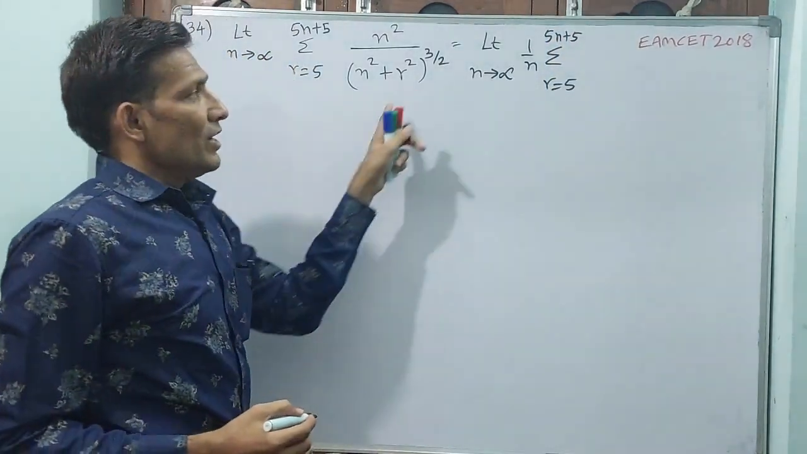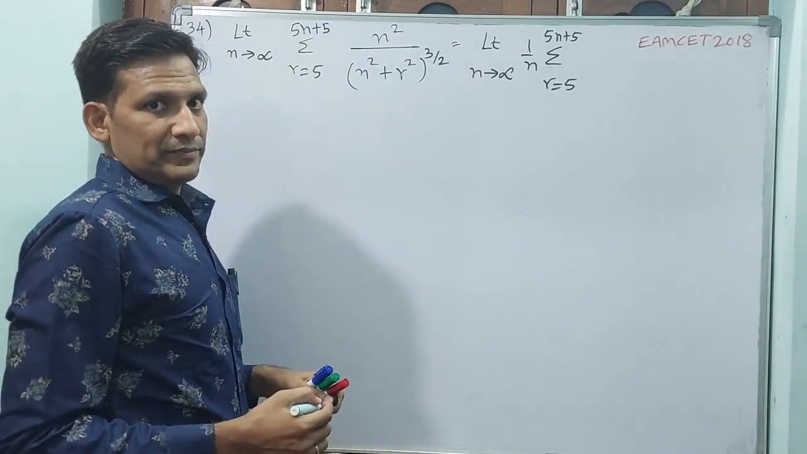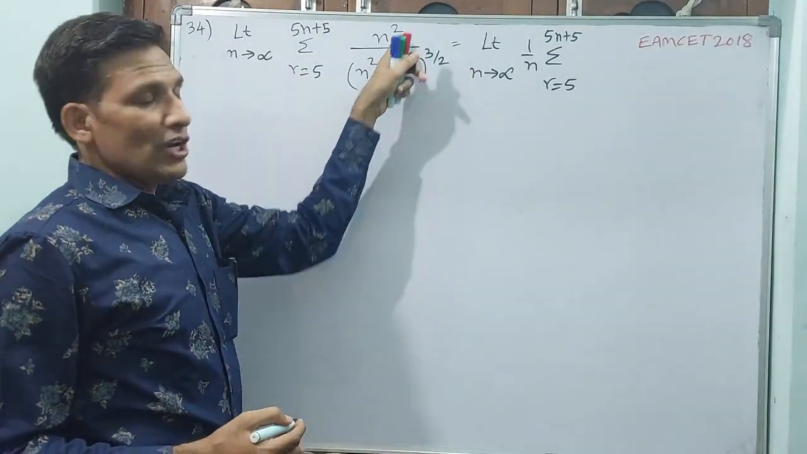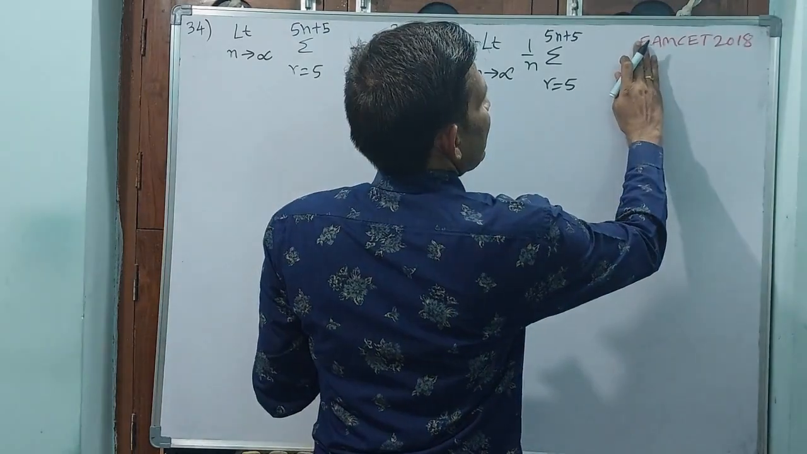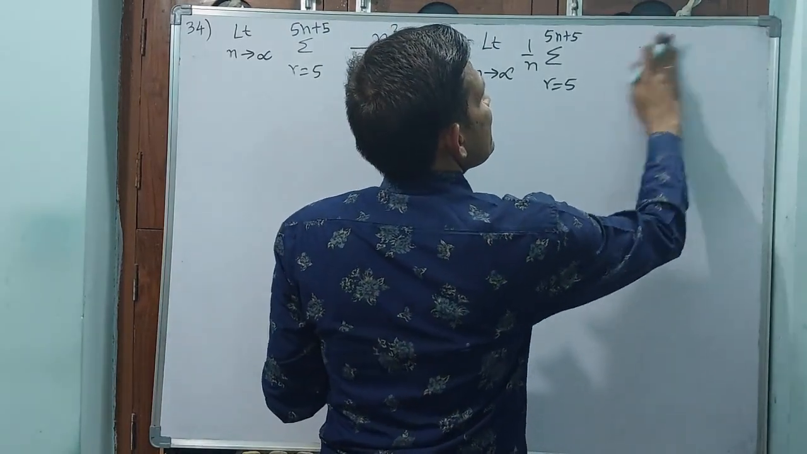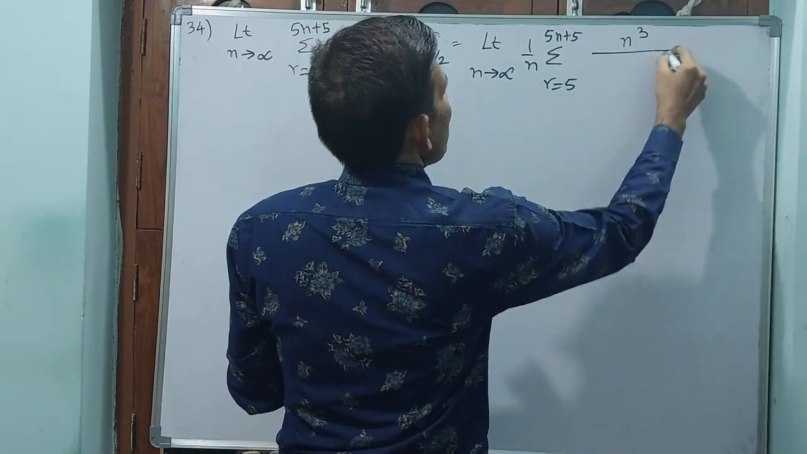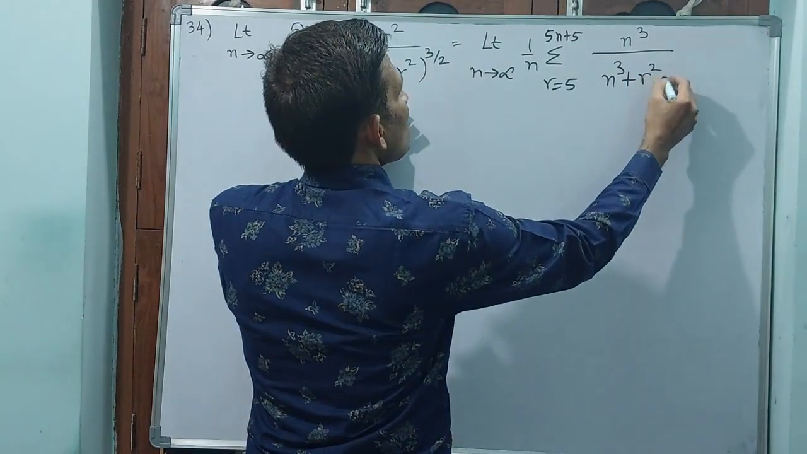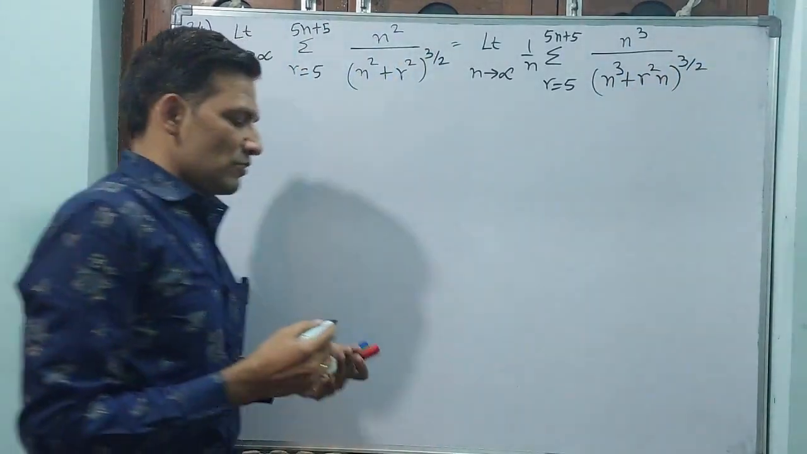Since you have taken n common, automatically here n cube should be there. Why? Because if you send 1 by n inside, n cube divided by n square is going to come. Shall I remove this now? Not required. Now I will write n cube divided by (n cube plus r square into n) whole to the power of 3 by 2. Is it okay? First you observe.